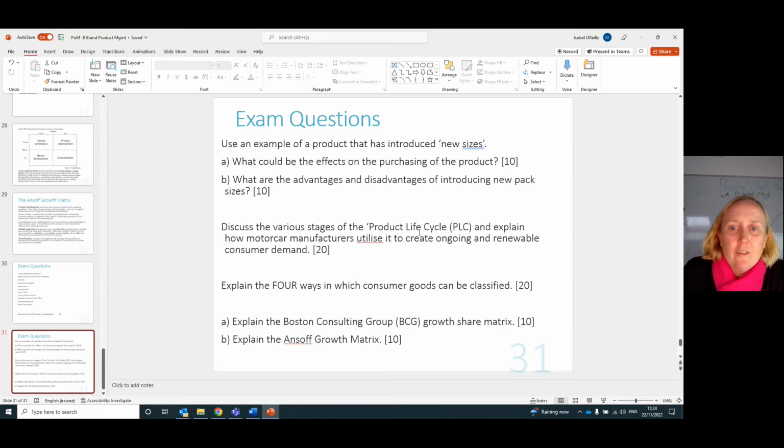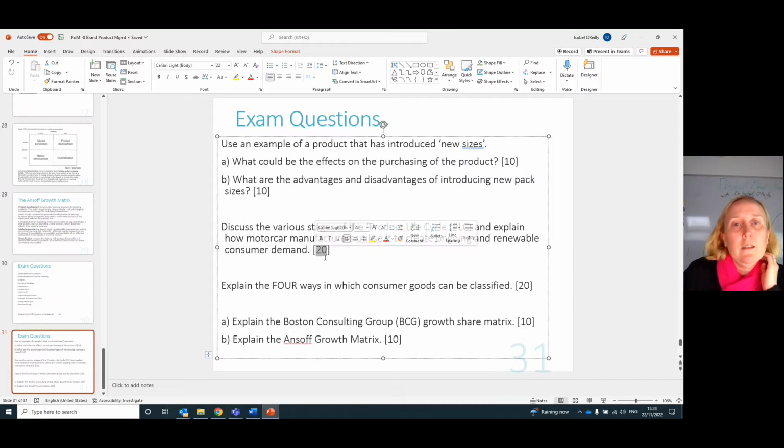Discuss various stages of the PLC and explain how motor car manufacturers utilize it to create ongoing and renewable consumer demand. This is a 20-mark answer, so it's essay style that it's looking for, 1 to 2 pages on your answer script. Roughly speaking, 20 minutes that you would spend on it in the exam, so imagine how much detail. Again, put it into paragraphs. Don't just use bullet points. You have to try and justify and help the examiner to give you as many marks as possible, so try and elaborate where possible.